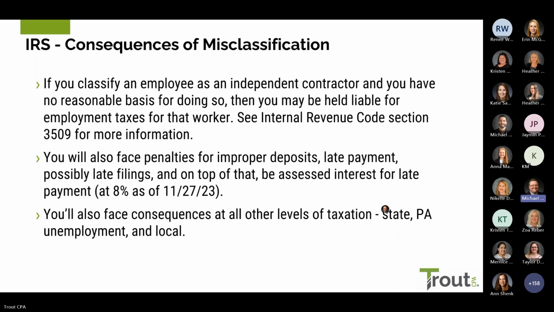So why does the IRS care? Don't they get their money one way or another? It's either the employer is providing the payroll taxes through remittance on a semi-weekly basis or quarterly basis, or the IRS is getting the money at the end of the year when the independent contractor files their tax returns.